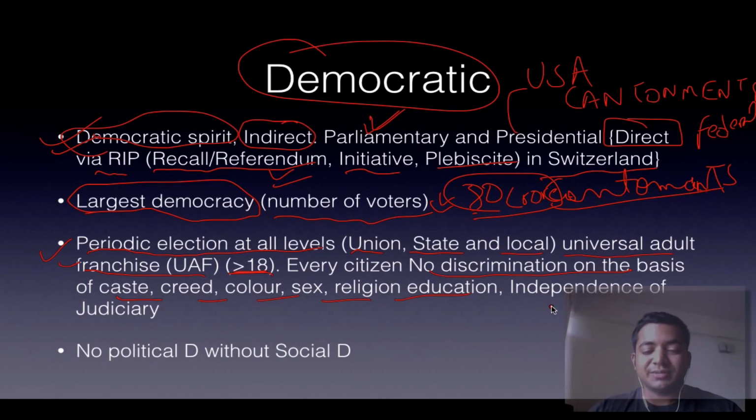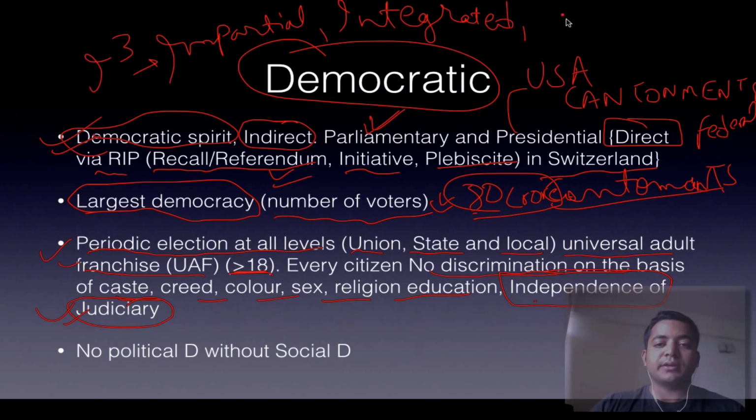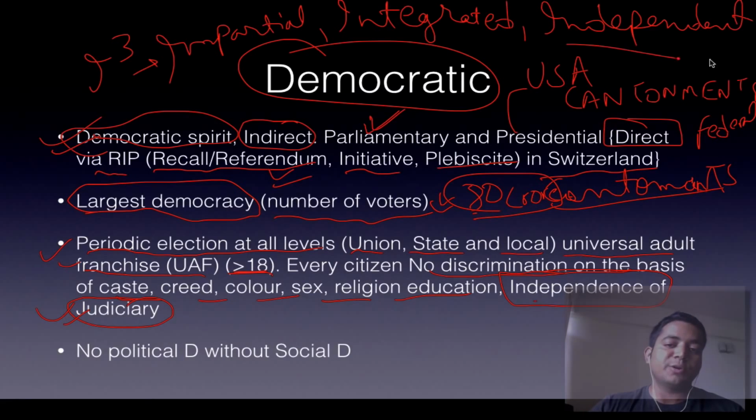religion, education, etc. Then finally what makes us democratic is independence of judiciary, because if there is a conflict between public and state, people can go to an impartial, integrated and independent judiciary. So there are three I's: impartial, integrated, and independent. They are the three I's associated with the judiciary. Use them in answers, you'll get good marks.